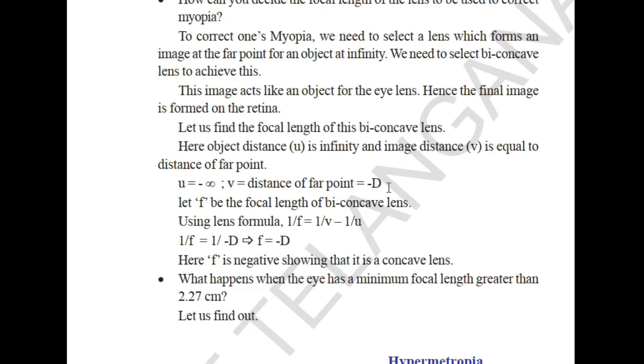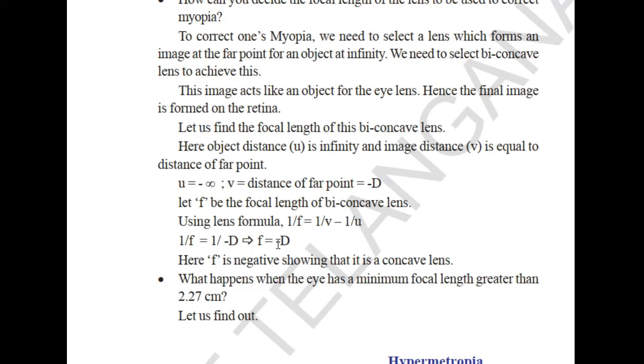Okay, far point is the v value for the concave lens. So let f be the focal length of the concave lens. We'll be substituting the values here. We got f is equal to minus d. The minus indicates it's a concave lens. So concave lens ki f value negative untadi.